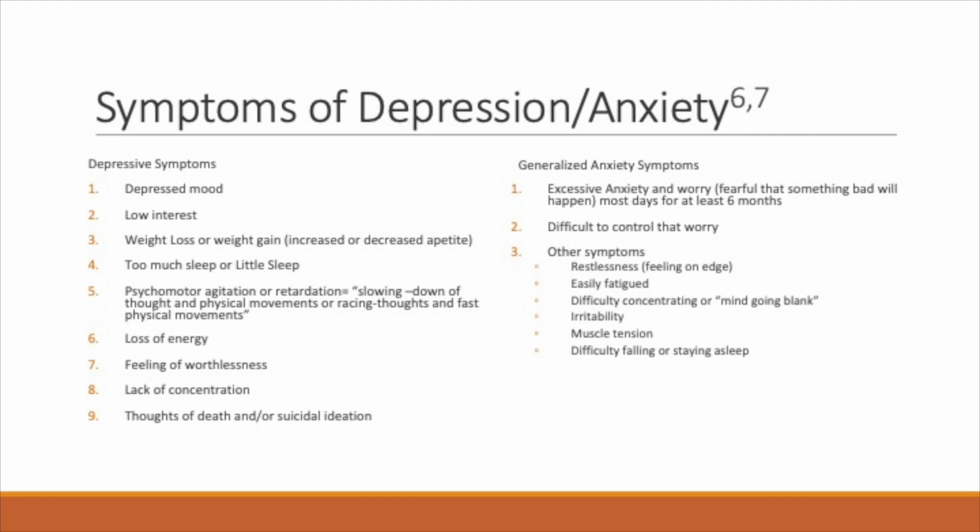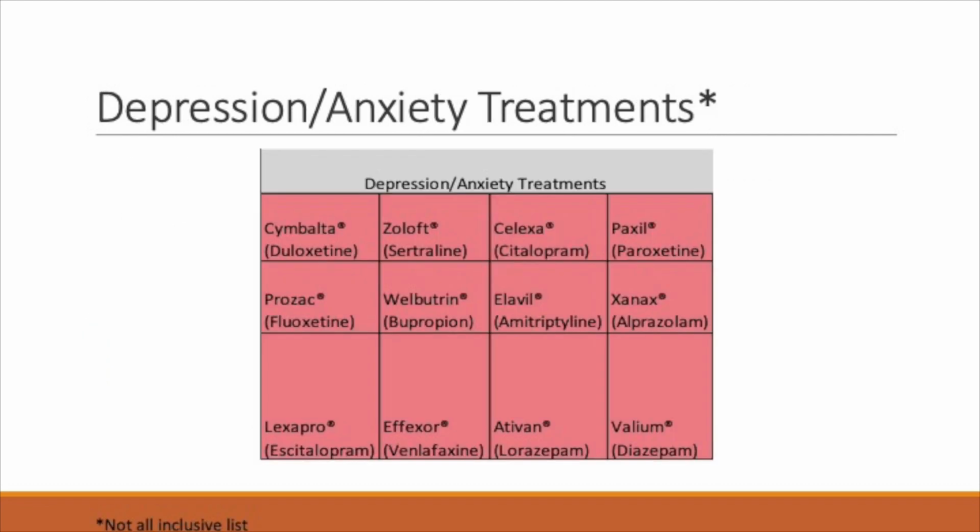So for anxiety, generalized anxiety symptoms, number 1 and number 2 need to happen primarily. So excessive anxiety and worry. So we have this fear that something bad is going to happen most days for at least 6 months. And it's very difficult for you to control that worry. And other symptoms of anxiety can be restlessness, easily fatigued, difficulty concentrating, irritability, difficulty falling or staying asleep, muscle tension, etc.